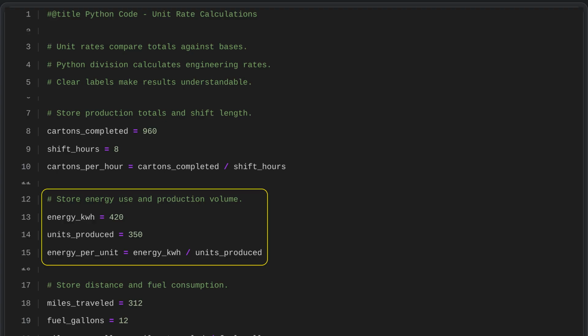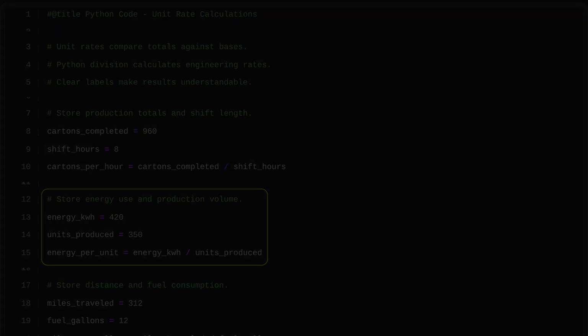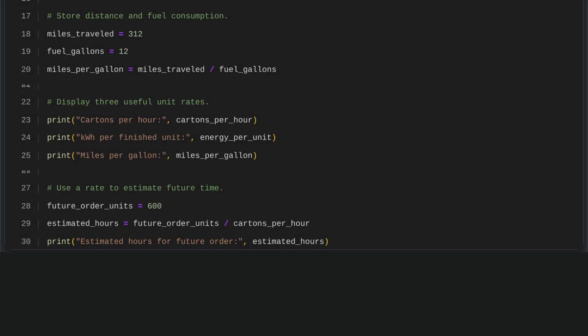Energy efficiency is found by dividing total energy use by the number of units produced. With 420 kilowatt-hours used to produce 350 units, the result gives the energy consumed per unit in kilowatt-hours. Fuel efficiency is found by dividing the total distance traveled by the fuel used. In this case, 312 miles divided by 12 gallons gives the miles per gallon.